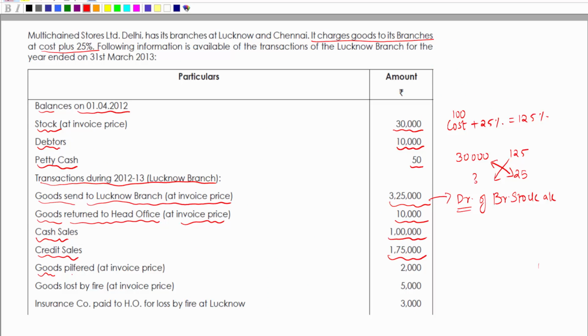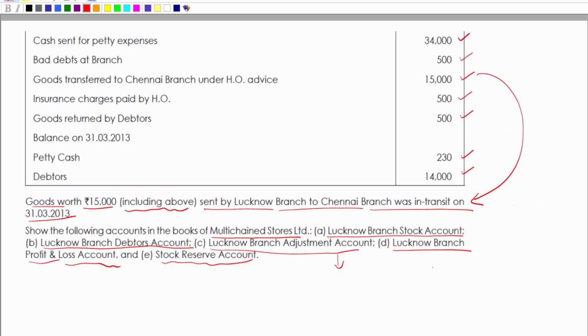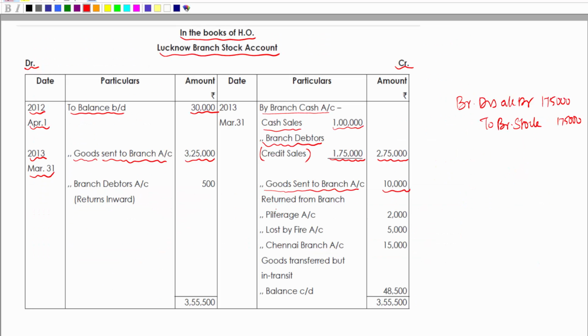Next we have goods pilfered at invoice price 2,000. So to this extent we don't have goods, so we have to credit branch stock account at invoice price. So we'll do that. By pilferage account 2,000, by goods lost by fire 5,000. Now both the items are at invoice price. It means we have to remove the profit loaded on these items by debiting branch stock adjustment account, that is by multiplying the respective items by 1 by 5.